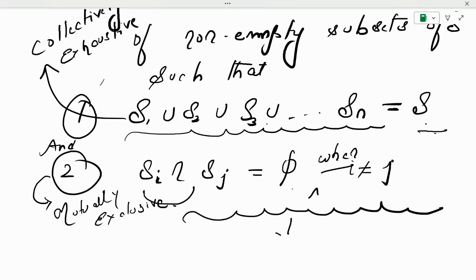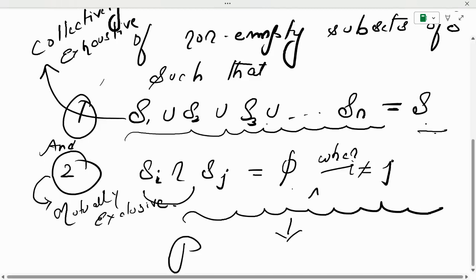So if these two conditions are followed by this P, such that if we combine the subsets, we get the original set, and if we are taking the intersection of two subsets Si and Sj, such that i is not equal to j, then the intersection is equal to phi. That is, there are no common elements between them. If we get such a collection, then it is known as a partition. Now you got what partition means here.